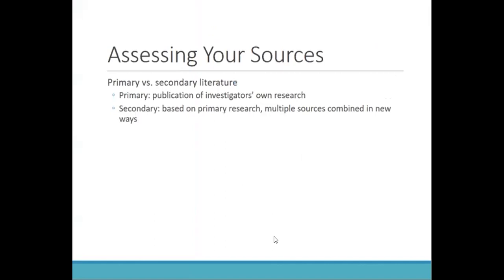Okay. Once you have sources, you need to think about how high quality they are. One distinction to make is primary versus secondary literature. Primary literature is a publication of the investigator's own research. If I write an article and publish it, I'm going to describe exactly what I did. That's primary literature. Secondary literature is based on primary research, but it uses multiple primary sources combined in new ways.